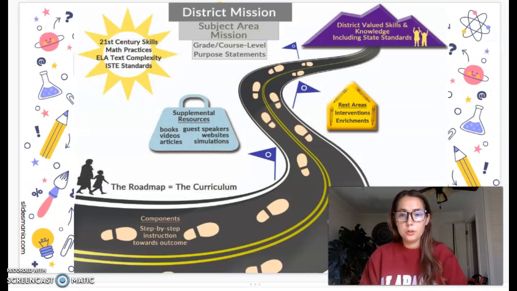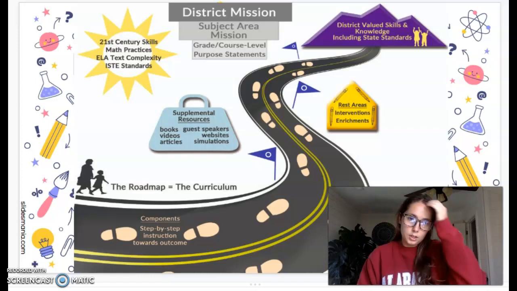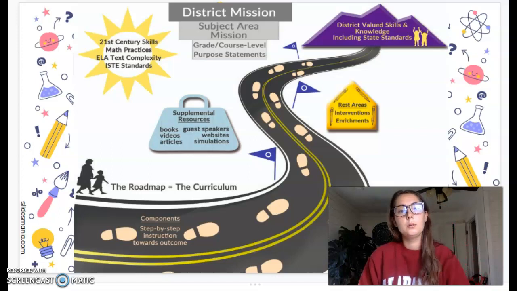This is a visual over curriculum design that I really like. The bags that are packed are the resources, like the books and the websites, the simulations. The components or the road to get there is the step-by-step instruction, and the destination is the desired learning outcomes and the knowledge that students are expected to be able to learn, including the state standards.